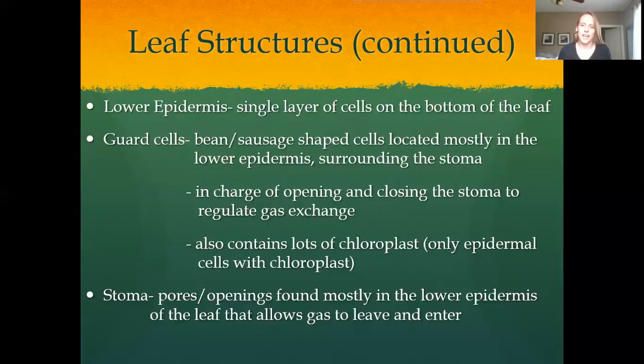Guard cells also contain chloroplast. They're the only epidermal cells that contain chloroplast. So the only cells of the upper or lower epidermis that have chloroplast. And then the stoma is actually not a cell at all. It is just a structure on the leaf. It is an opening found mostly on the lower epidermis that is where gases can go into and out of when the guard cell allows it.